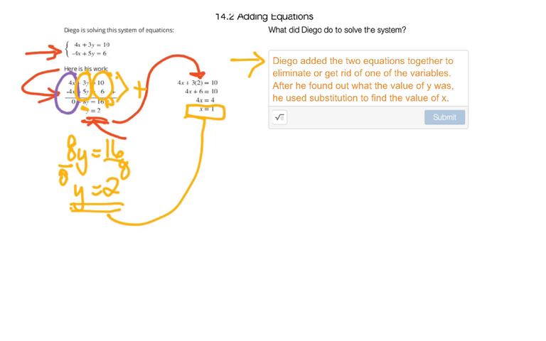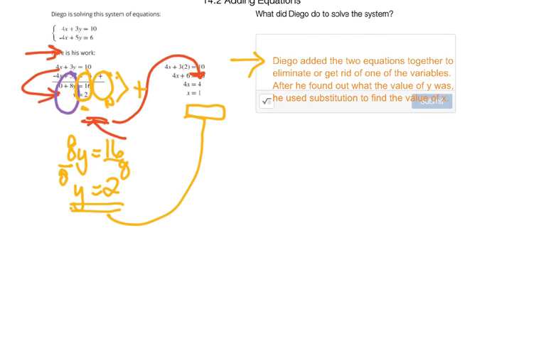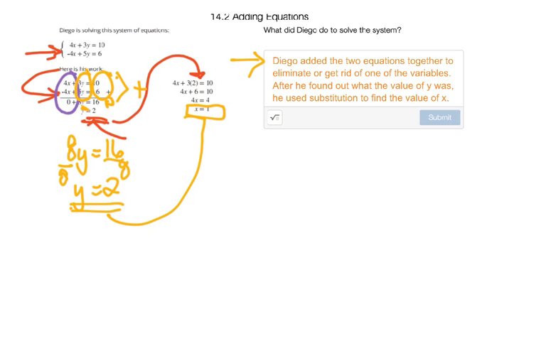So you could see I substituted and I wrote into the text box that Diego added the two equations together to eliminate or get rid of one of the variables. And which variable did he eliminate? He eliminated x, as you could see right here. All right. So then what did he do after that?